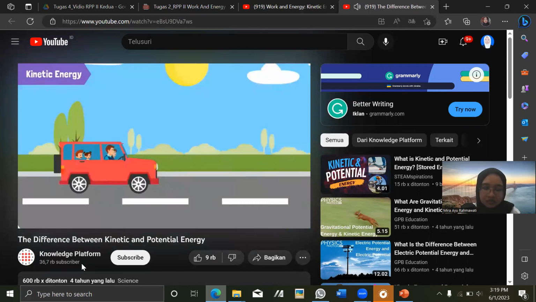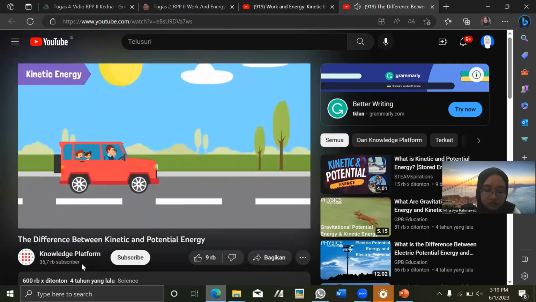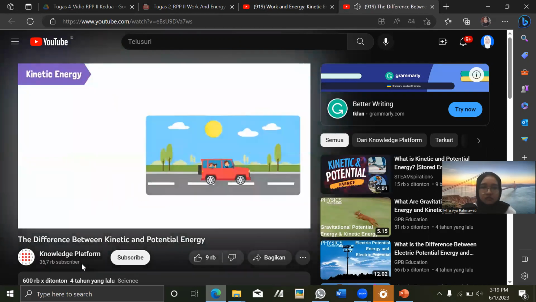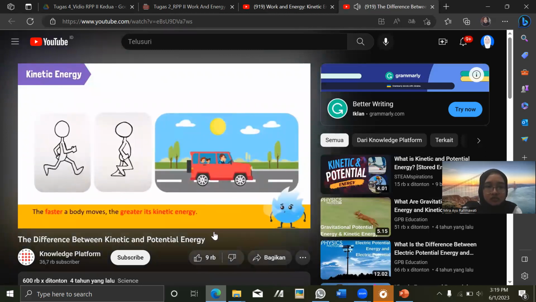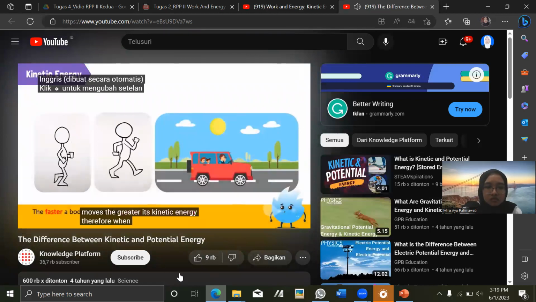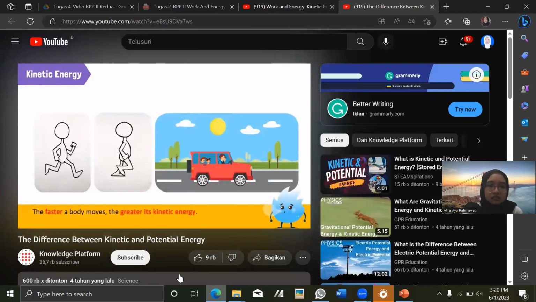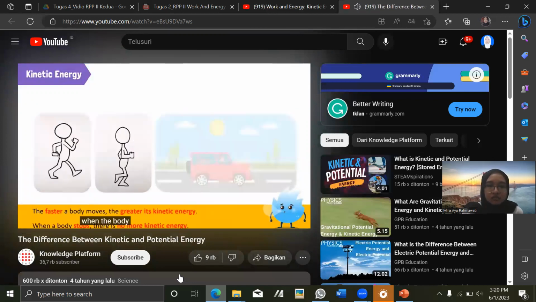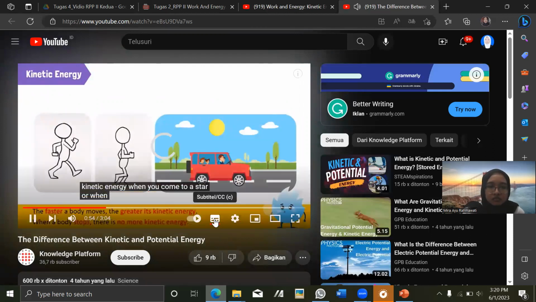such as a car traveling on the road and a plane flying in the sky. Even you possess kinetic energy when you walk or run. In fact, the faster a body moves, the greater its kinetic energy. Therefore, when you run, you have more kinetic energy than when you walk. When a body stops, there's no more kinetic energy. When you come to a stop, or when the car stops moving, kinetic energy becomes zero.